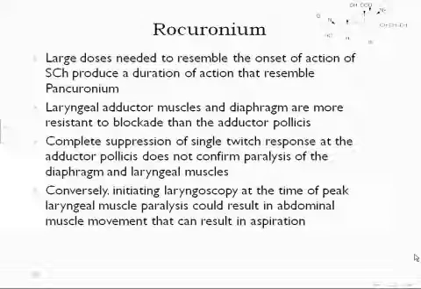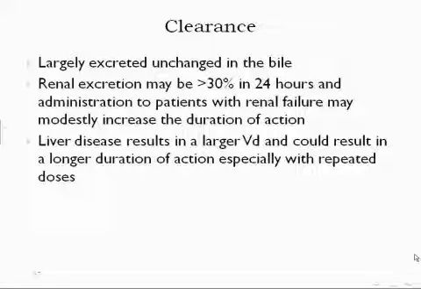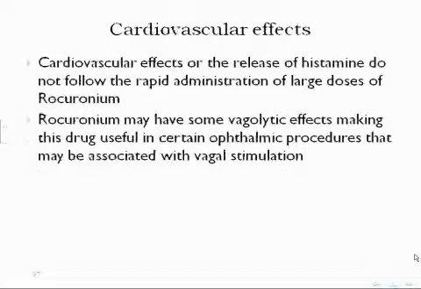Conversely, initiating laryngoscopy at the time of peak laryngeal muscle spasm could result in abdominal movement and result in aspiration. So you've got to pay the price somewhere along the road. I just pay the price with succinylcholine. I think it's just safer. Clearance is largely through excretion in the bile. Renal excretion is maybe 30% in 24 hours, just like vecuronium.